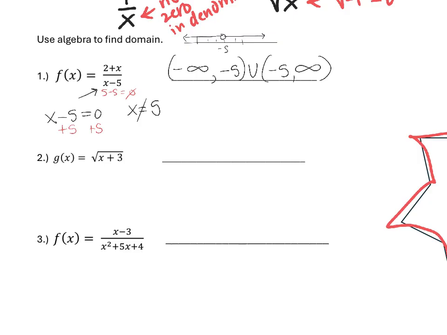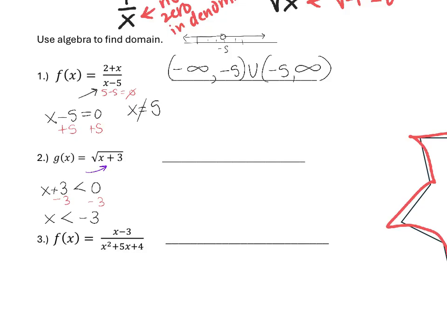Now a square root gives us an issue when we have something less than 0. 0 is fine. You can take the square root of 0. It's 0. But you cannot take the square root of a negative and put it on a graph. So we need to figure out when this radicand, x plus 3, is less than 0, because that's when we're going to have domain issues. So if we solve, move over the 3, we are going to have domain issues if x is ever less than -3.